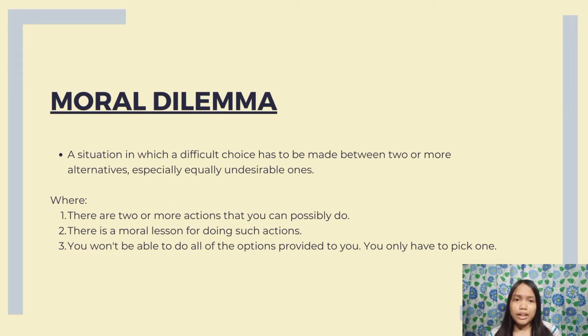A moral dilemma is a situation where there are two or more actions that you can possibly do. There is a moral lesson for doing such actions, but you won't be able to do all the options provided to you because you can only pick one. So, whatever action you take will be in direct opposition to your feeling of what is right or wrong. That no matter what you do, you are doing something morally wrong while also doing something right.